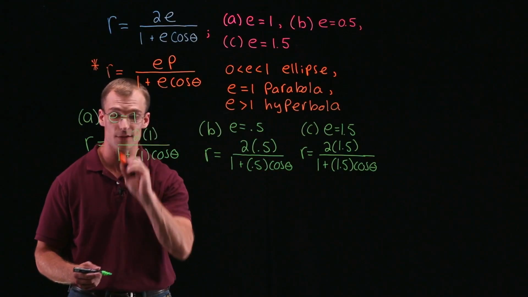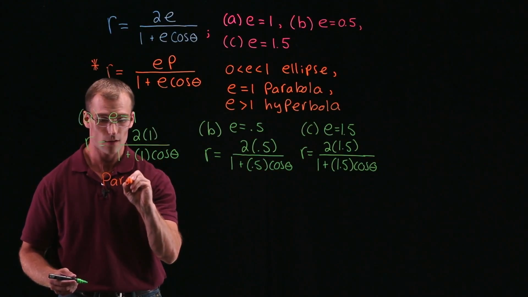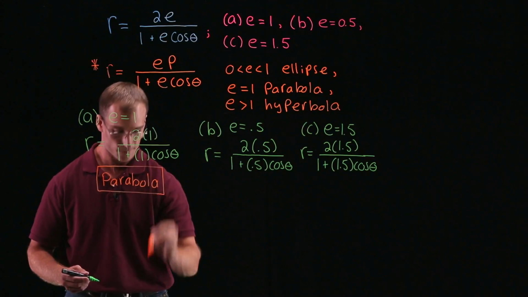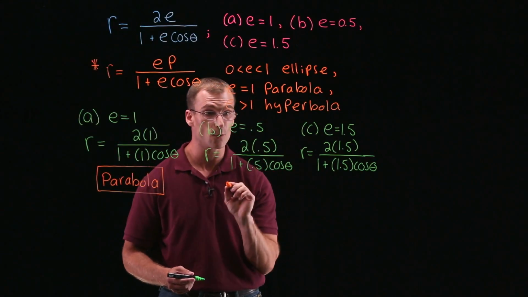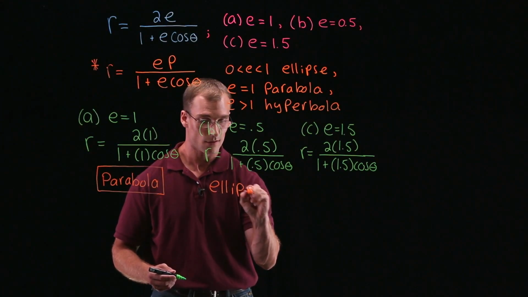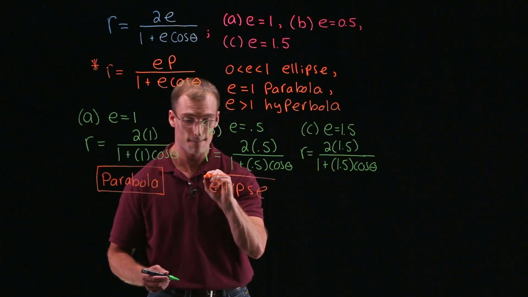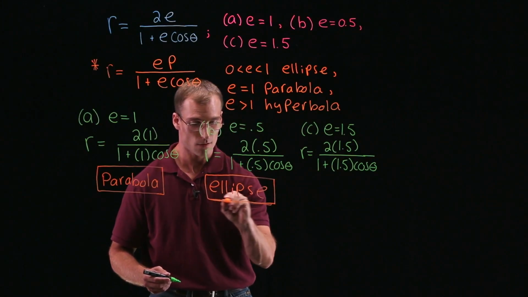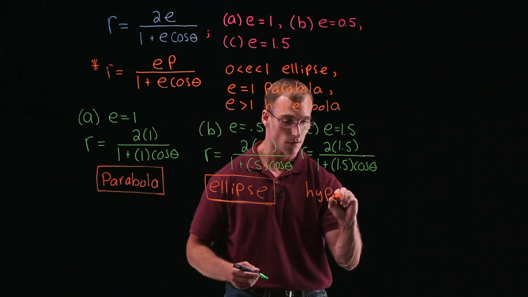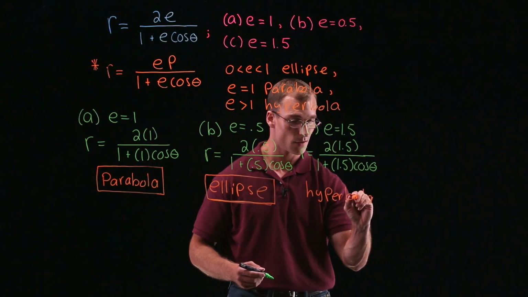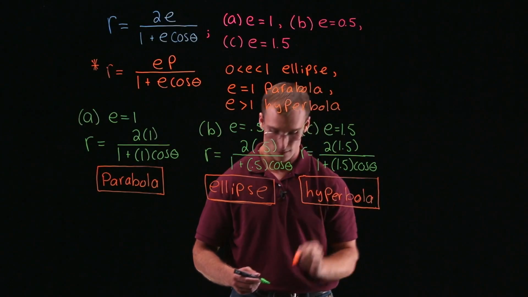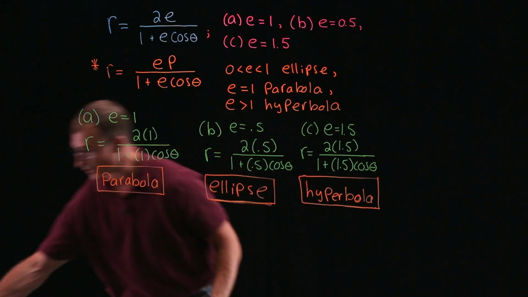And lastly, like we said, what do we have? Coming over here for A, where e is equal to 1, when we graph this, we should see the graph of a parabola. And for B, where e is equal to 0.5, that's less than 1, we should see the graph of an ellipse. And lastly, e equal to 1.5, greater than 1, we should see the graph of a hyperbola. All right, so let's take a look at this in our graphing utility.